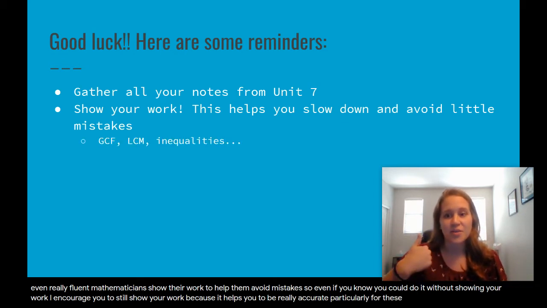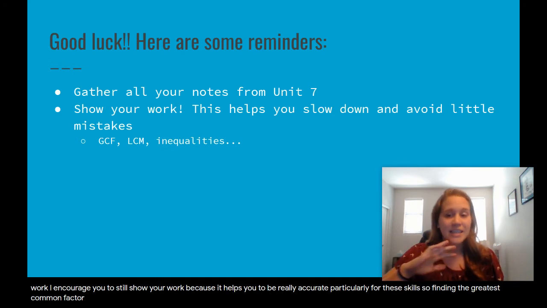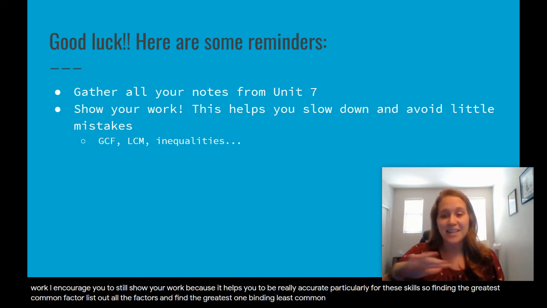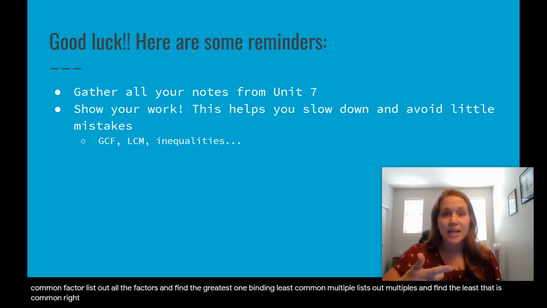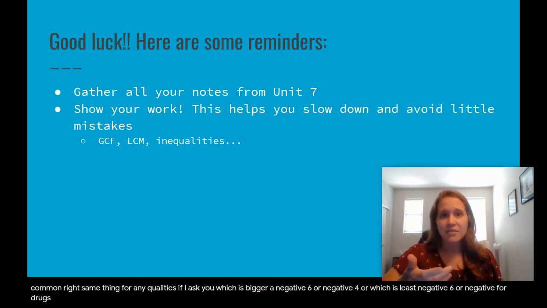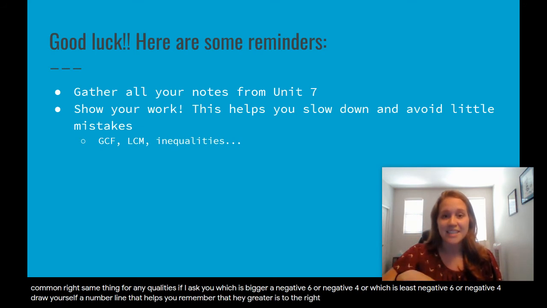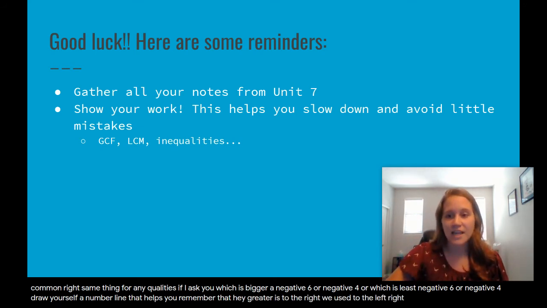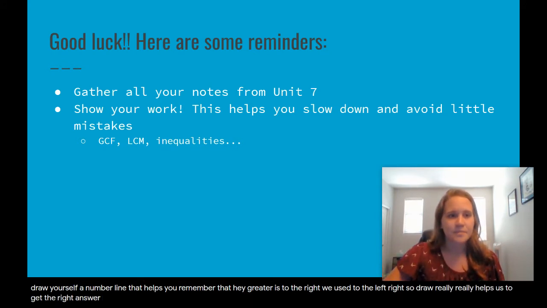Particularly for these skills, so finding the greatest common factor, list out all the factors and find the greatest one. Finding least common multiple, list out multiples and find the least that is common, right? Same thing for inequalities. If I ask you which is bigger, -6 or -4, or which is least, -6 or -4, draw yourself a number line that helps you remember that, hey, greater is to the right, least is to the left, right? So draw that little number line. It takes a little bit of effort, but it really, really helps us to get the right answer.